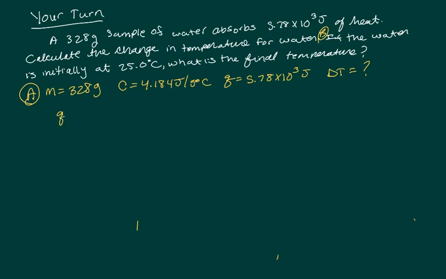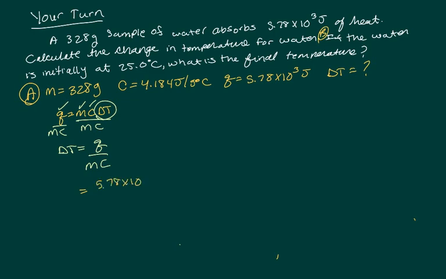Okay, so we have Q equals MC delta T, and in order to solve for temperature change, we have Q, we have M, and we have C. We just need to solve for the change in temperature, and we have to divide both sides by MC. So our delta T becomes Q over MC. Okay, now we plug in our values.